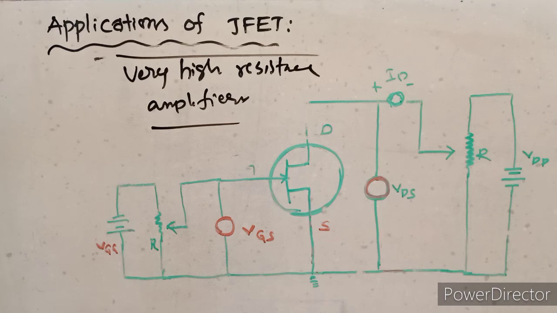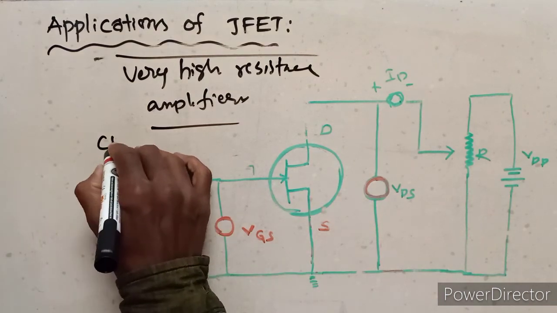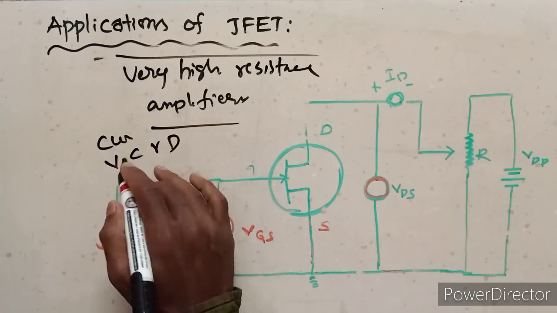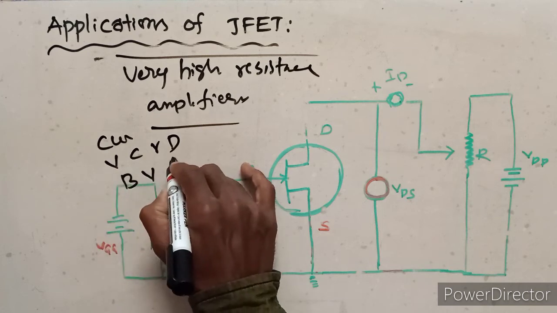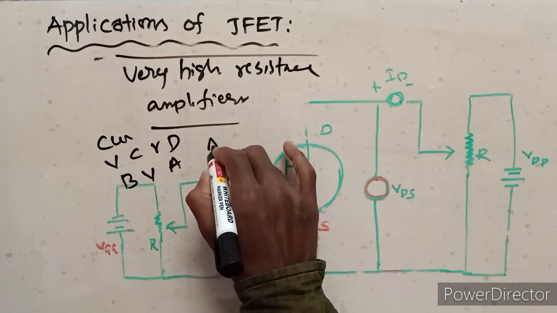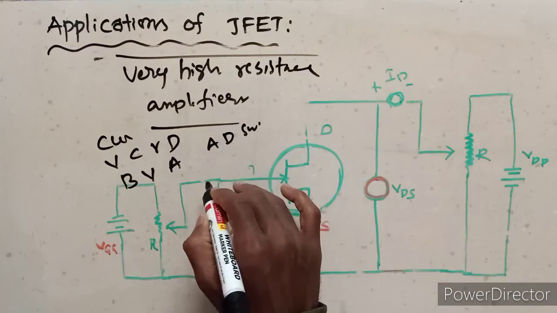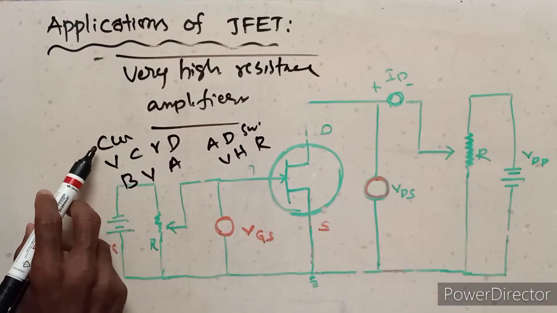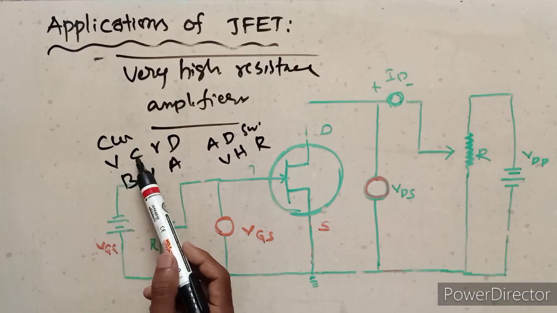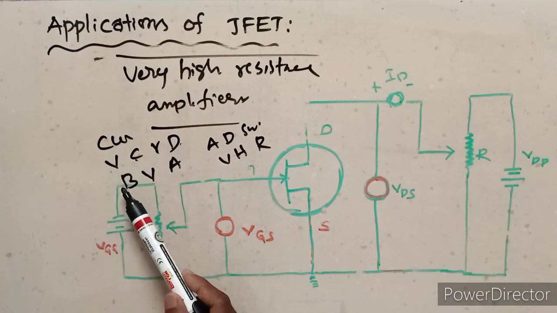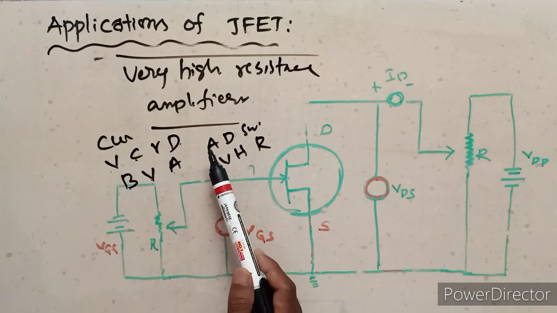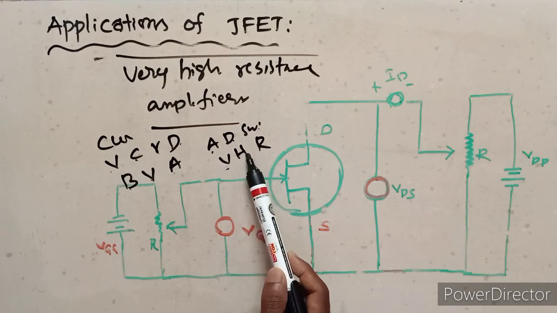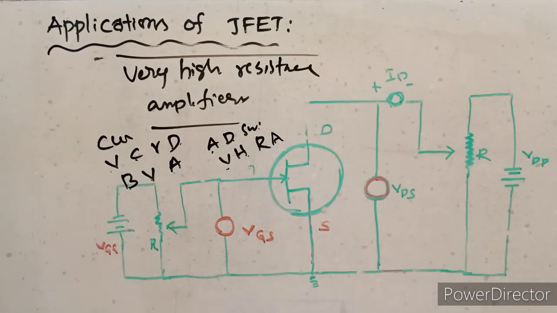Mainly, applications of JFET are: they are used in current sources, in voltage controlled resistance devices, in buffer voltage amplifiers, in analog and digital switches, and in very high resistance amplifiers.